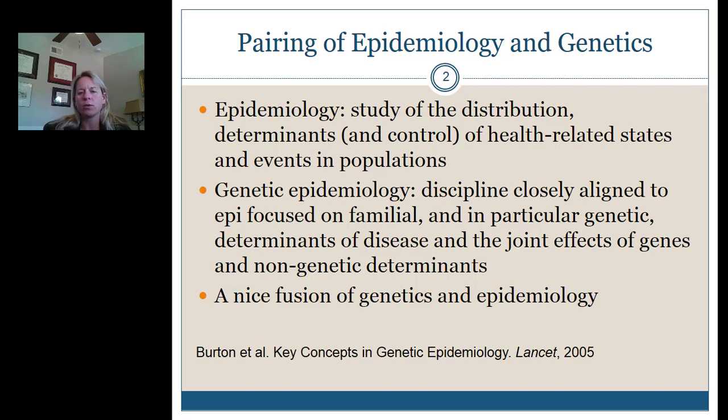So we now know after several weeks in this course that epidemiology is really the study of the distribution, the determinants, how to control those determinants of health-related states and events in populations. Now, genetic epidemiology takes genetics and combines it with epidemiology to create a discipline that's closely aligned to epidemiology, but it has a focus on the familial and in particular the genetic determinants of diseases and the joint effects of genes and non-genetic determinants on the relationship with those diseases. So the gene-gene relationships and the gene-environment relationships.